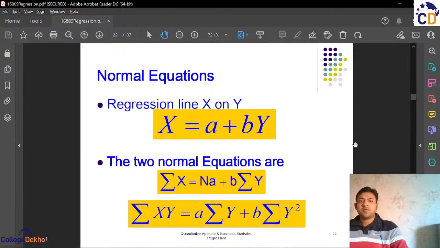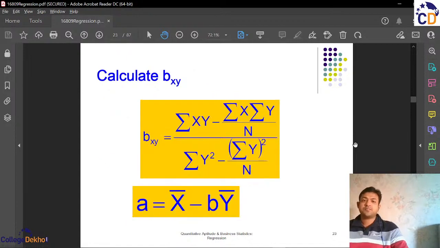The same concept applies for the regression line of x on y. Applying which we can get the two normal equations. Normal equations would be summation x equal to n times a plus b times summation y. Similarly, summation xy is equal to a times summation y plus b times summation of y square. Same set of formulas, just x will be replaced by y and y will be replaced by x to get the new set of formulas. So this is how we calculate bxy and byx.